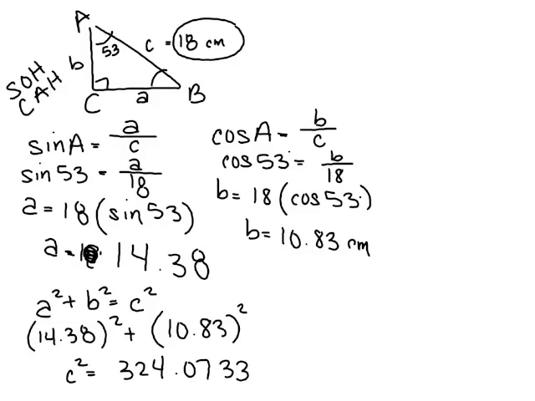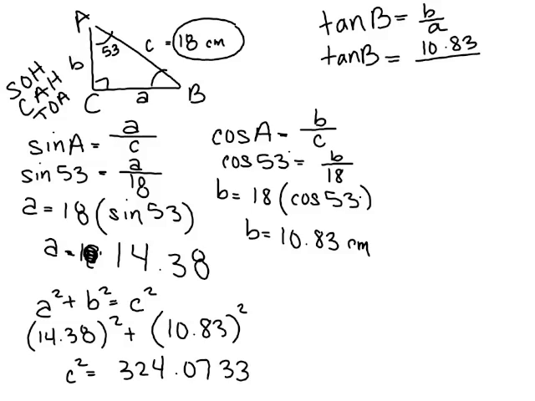We haven't used tangent yet. Let's use that one. If I do the tangent for angle B, tangent equals opposite over adjacent. So opposite of angle B is the little b side over the little a side is adjacent. So fill in what we know. Trying to check my angle B. So my little b side was equal to 10.83, and my little a side, 14.38.